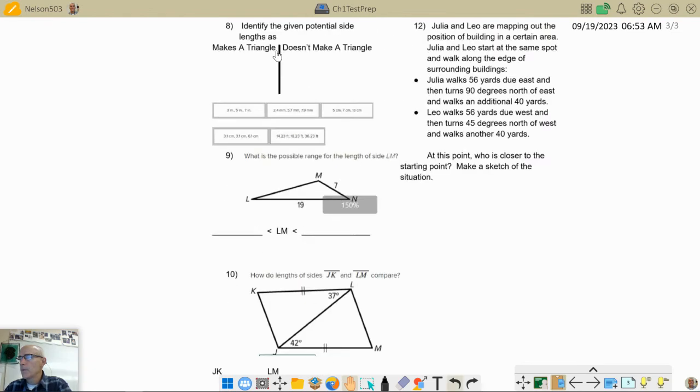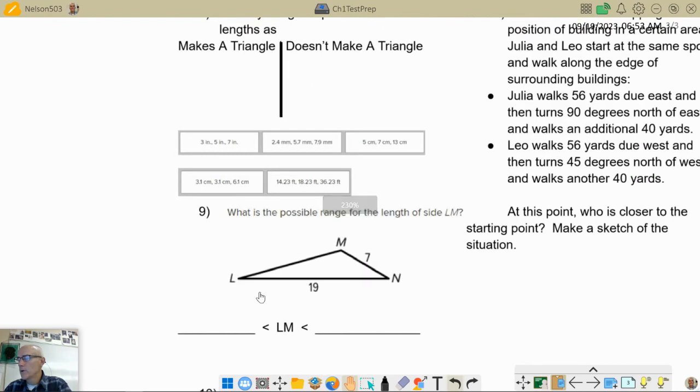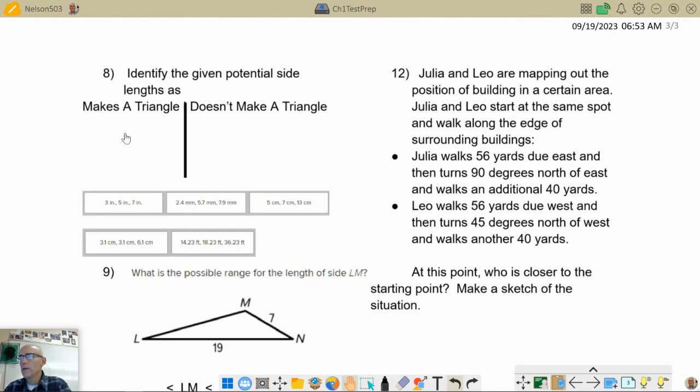All right, here we go. Number 8. Identify the given potential side lengths as they do make a triangle or they don't make a triangle. All right, so how do we do these problems?